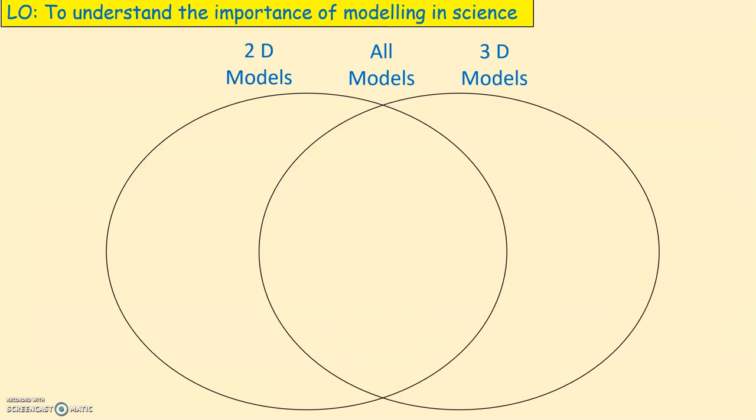Now, for our Venn diagram, what I would like you to do first is draw this Venn diagram and label it 2D, all models, and 3D. We're going to be talking about some of these advantages and disadvantages. I would like you to draw it big, because what I'm going to ask you to do next is an activity of writing and sticking these things in. So again, pause the video and make sure you draw it, probably in a landscape format.